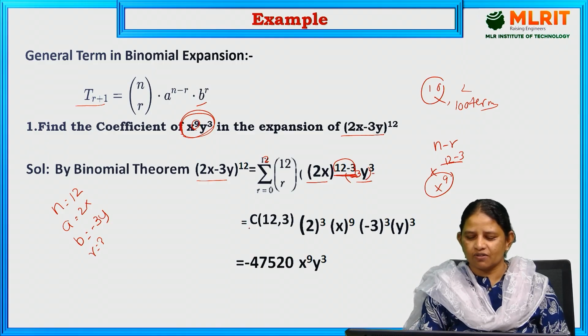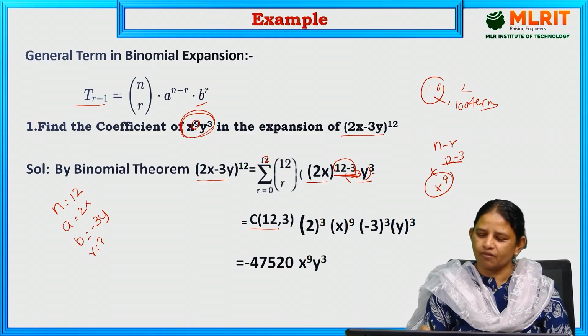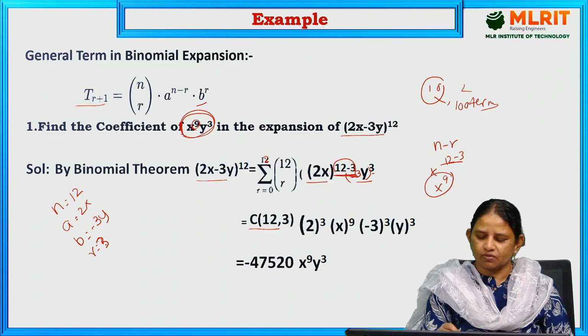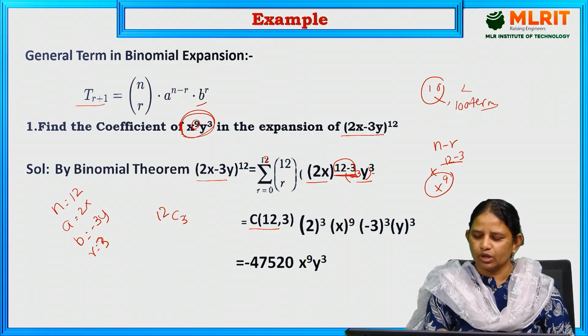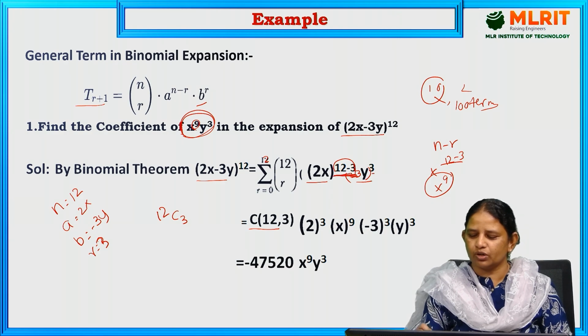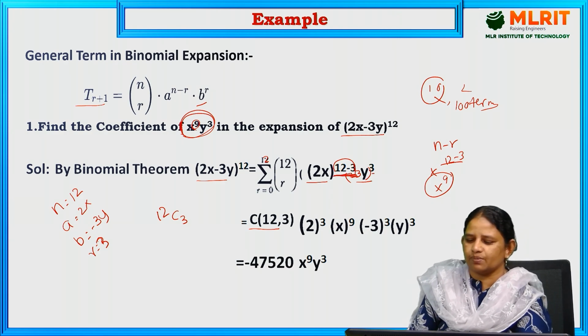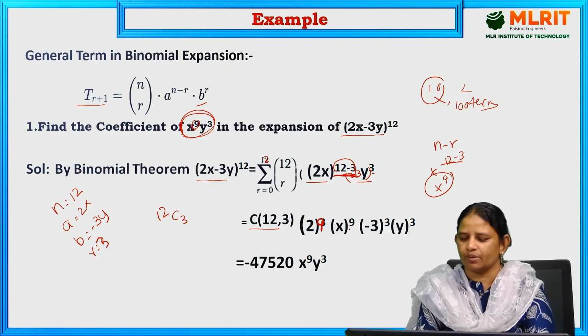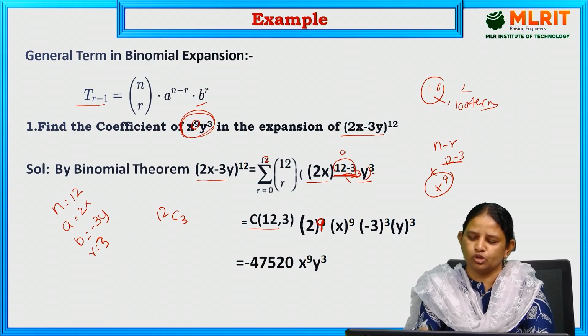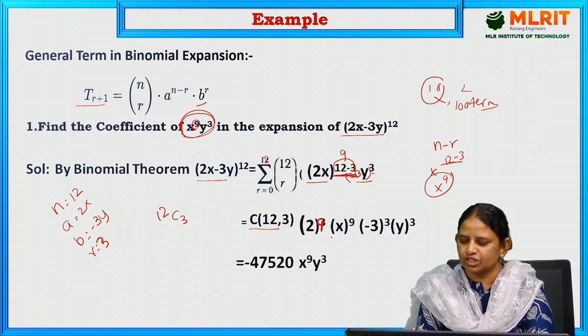So what is the formula? 12Cr. We know that r value, r is equal to 3. So 12C3 into 2 power 12 minus 3, that is 2 power 9. X to the power of 9. What is the remainder? 12 minus 3 means 9. 2 to the power of 9 into x to the power of 9, minus 3y whole to the power of 3 means minus 3 cube into y cube.